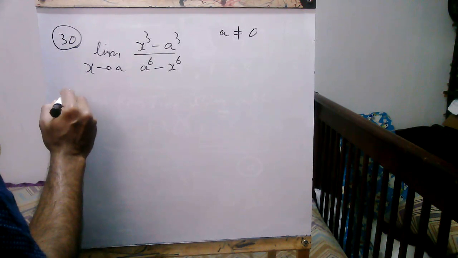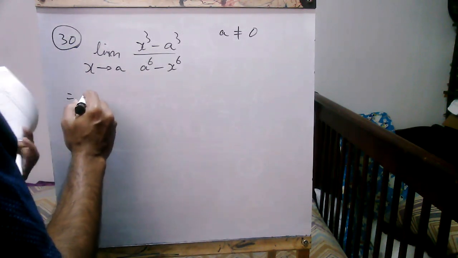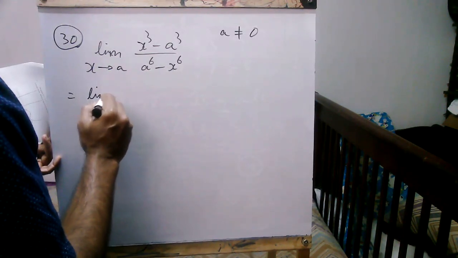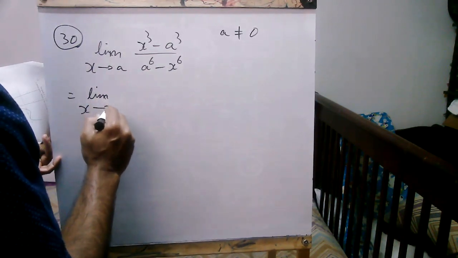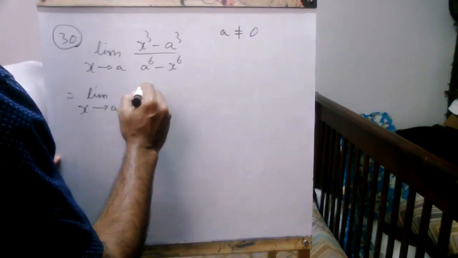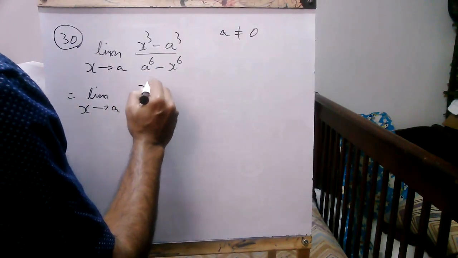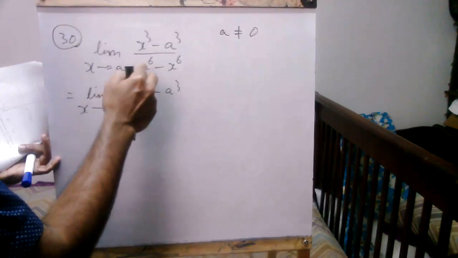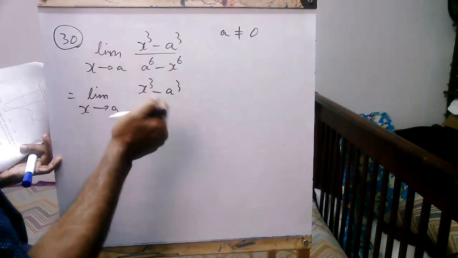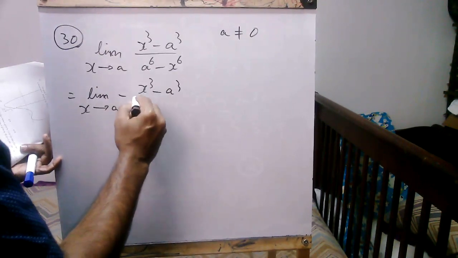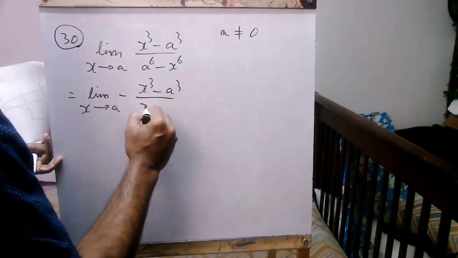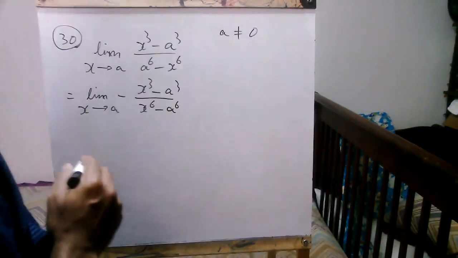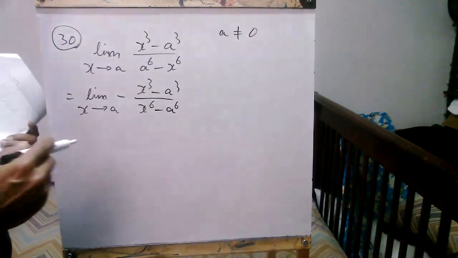We can write this as the limit as x approaches a of x to the 3 minus a to the 3, we keep it as it is. We can interchange this, means we can take a negative sign out of that and write this as x^6 minus a^6. Why we do that? You will see that in the next step.